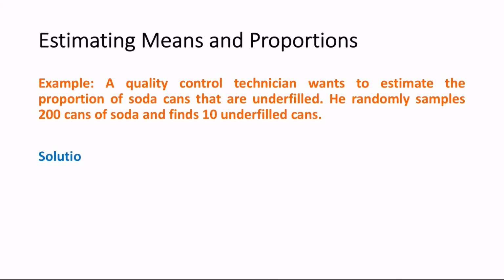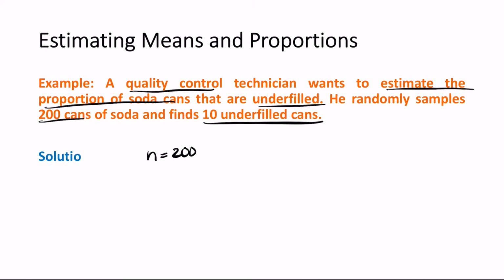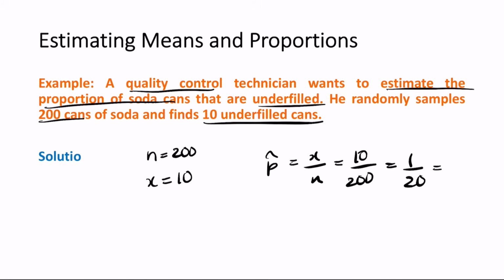Let's try a proportion problem now. So what is given here? A quality control technician wants to estimate the proportion of soda cans that are underfilled. He randomly samples 200 cans, so n is 200, and he finds that 10 are underfilled. So x here is 10. So p cap is x by n, so 10 by 200, which is 1 by 20, which can be written as 0.05. So from that we know that q cap is 0.95.